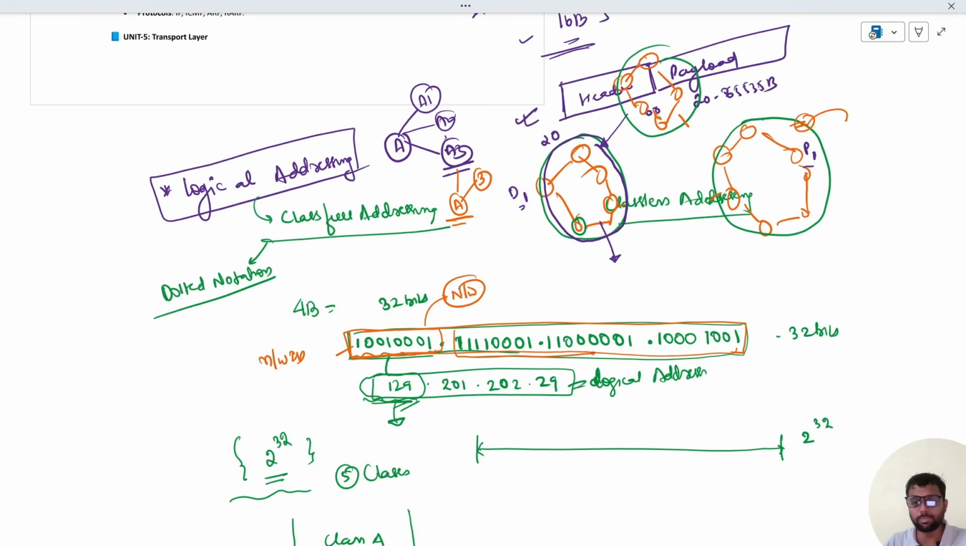So the remaining good bits could be used for the device in the network in a similar fashion. For example, A3, that means room number A. So this can be represented as A, where 3 means that in network A, the third device is what I am looking for. Similarly, in the IP addresses, we can use some bits to represent the network ID, and the remaining bits we can use to represent the device ID.